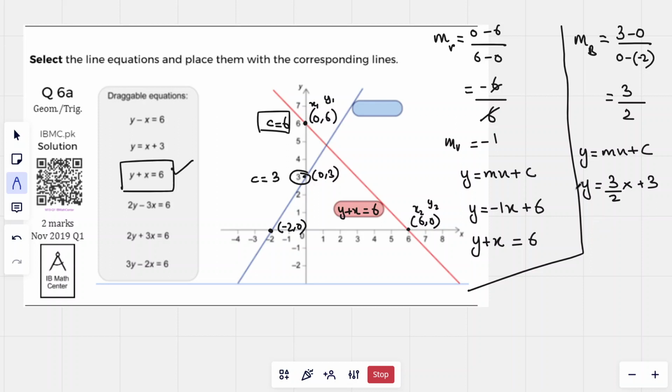Multiplying the left and the right hand side by 2 would give me 2y equals, when I multiply 2 by 3 over 2x, the 2s would cancel out. It'll just leave me 3x, and multiplying 2 by 3 would give me 6. Taking 3x to the other side will end up subtracting 3x from 2y and equating it to 6. Do I have something like that here? I do have 2y minus 3x equals 6. That's my answer.